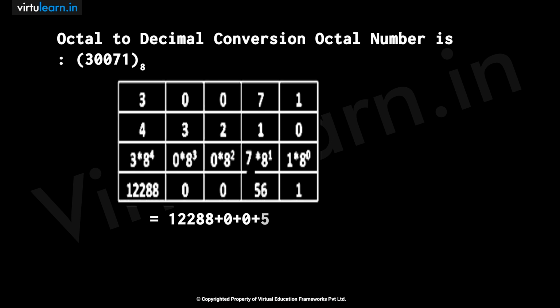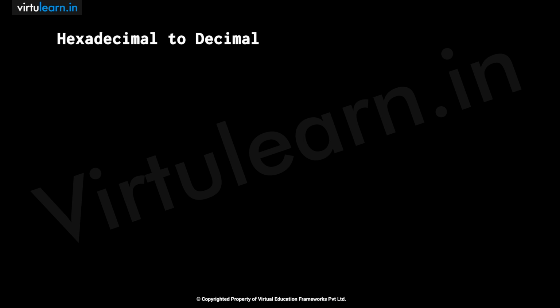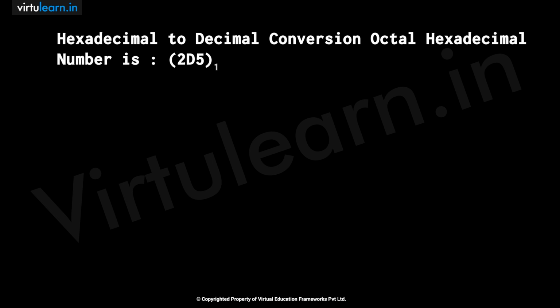Now 5 into 16 to the power of 0 is 5 into 1, which is 5. 13 into 16 is 208. 2 into 16 squared, we get 512. Now 512 plus 208 plus 5 gives 725. So the hexadecimal number is 2D5, and the equivalent decimal number for this is 725. Now 725 has the base 10, and 2D5 has the base 16.